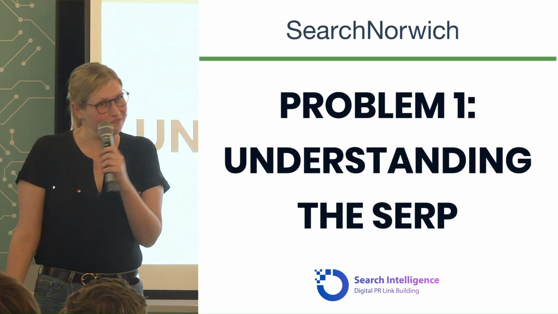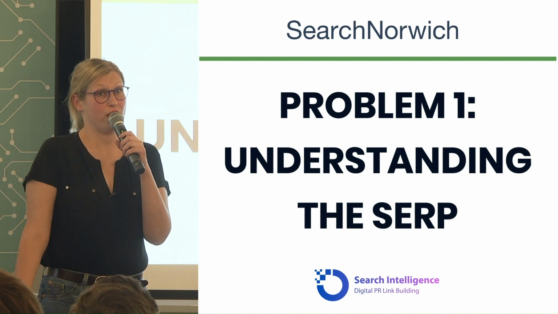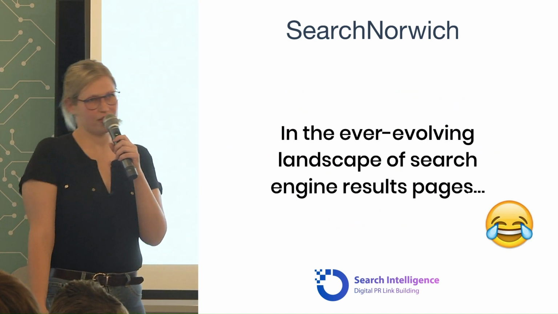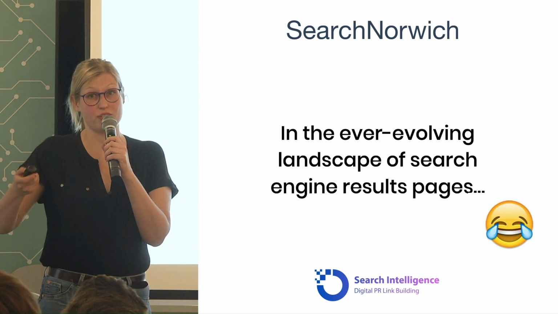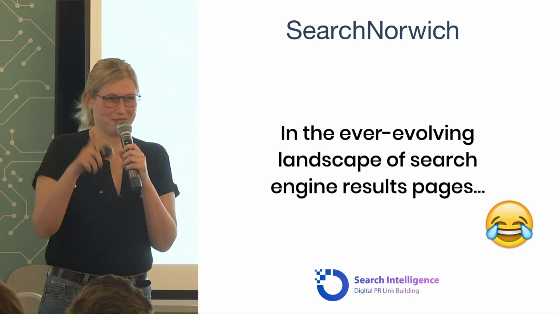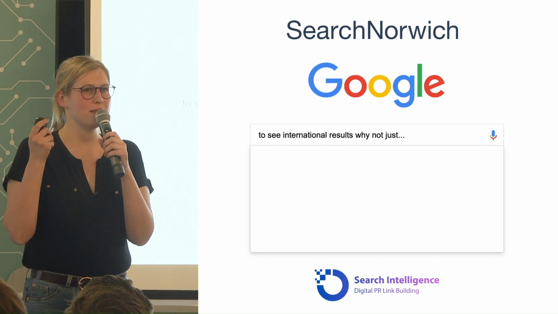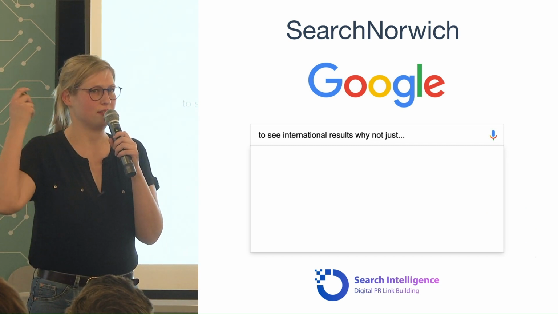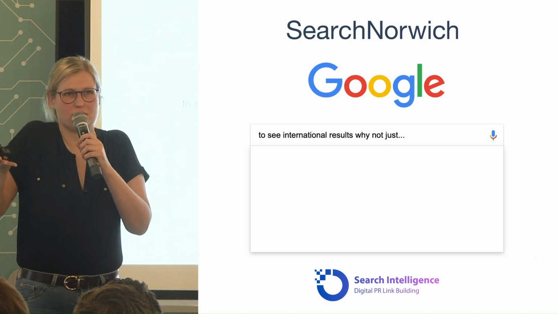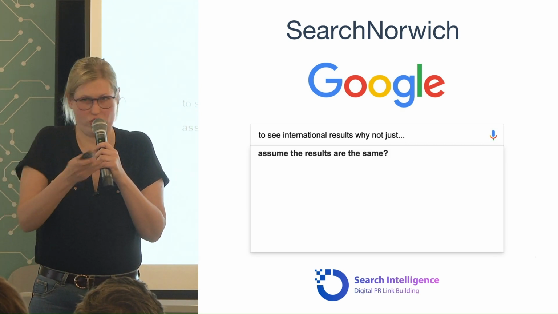So let's start with the first problem. Understanding the SERP, which is the biggest problem, I think, today for international SEO. And I'm not going to talk about the ever-evolving landscape of search engine results, which also is true. Search engine results are changing. But no, that's obviously a ChatGPT intro to international SEO, which I'm not going to talk about. I'm going to talk about one question that many people have asked me in the past and keep asking me, which is, why don't I just try to see international SEO SERPs by, for example, assuming the results are the same everywhere, which is not true.